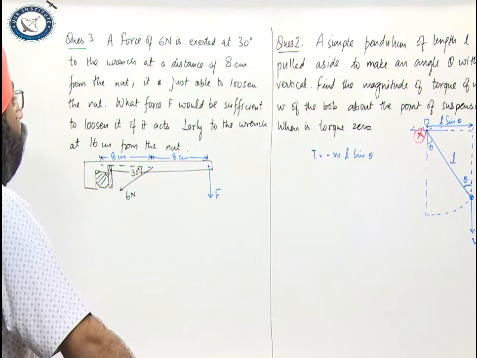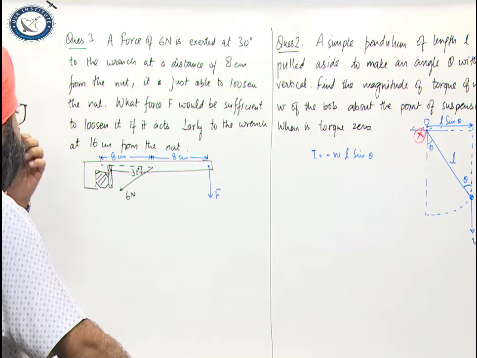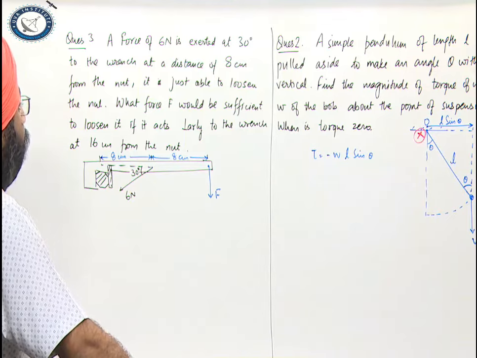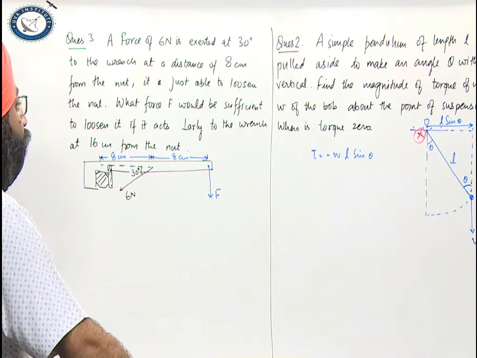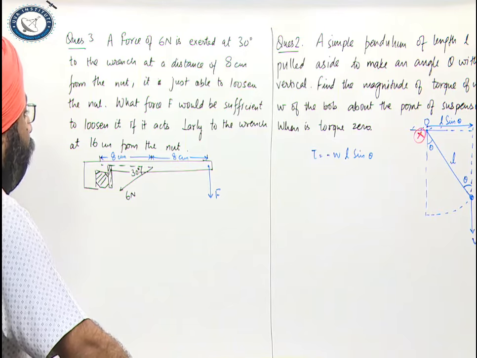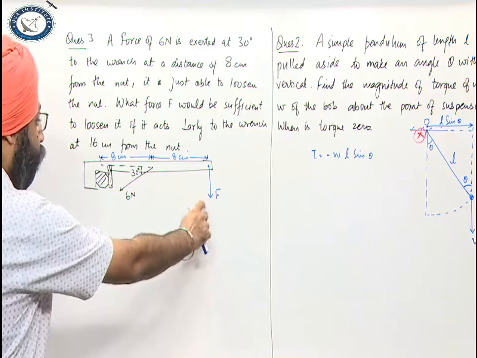Third question. A force of 6 Newton is exerted at 30 degrees to the wrench at a distance of 8 centimeters from the nut. It is just able to loosen the nut. What force capital F would be sufficient to loosen it if it acts perpendicularly to the wrench at 16 centimeters? We have to find this force.